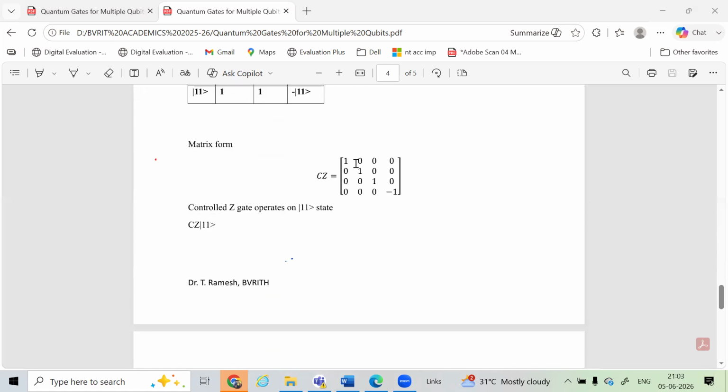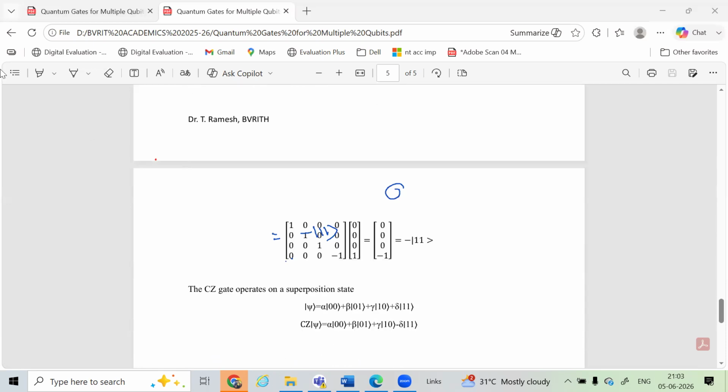From the matrix point of view, it is a unitary matrix, except that the last digit is minus 1: 1 0 0 0, 0 1 0 0, 0 0 1 0, 0 0 0 minus 1. This is one of the most important parameters to represent the CZ gate in matrix form. Whereas in the case of CNOT, these two lines are interchanged without the minus. So what happens if the controlled Z gate operates on the 1 1 state? As per the discussion, it should be minus 1 1. We check the same thing with the matrices.